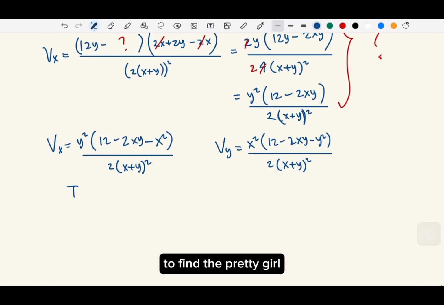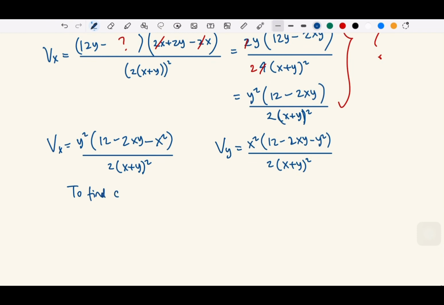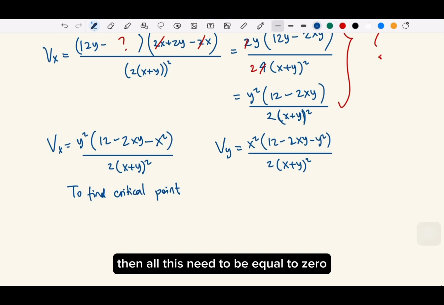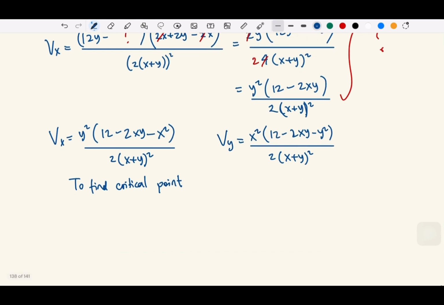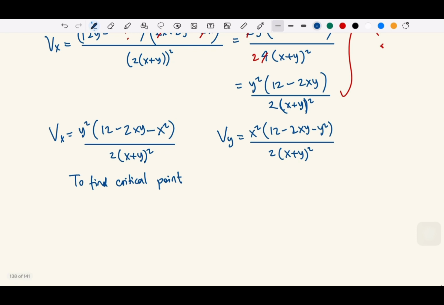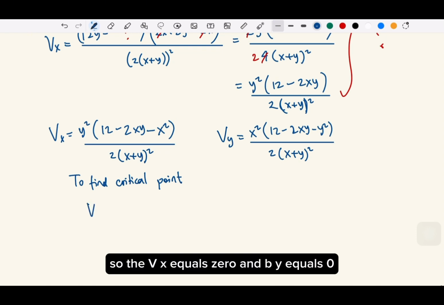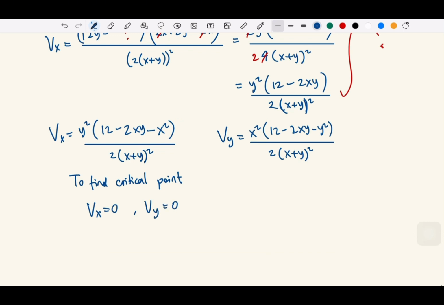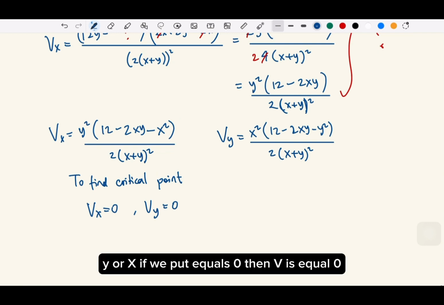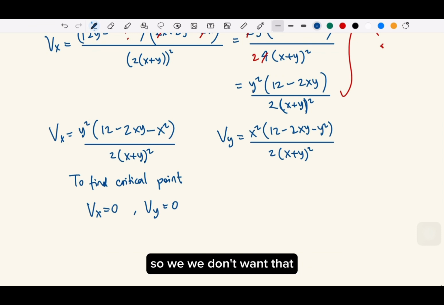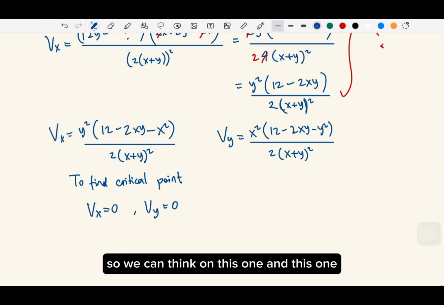But anyway, to find the critical points, all of this needs to be equal to 0, right? So Vx equals 0 and Vy equals 0. But if we put y or x equal to 0, then V is equal to 0, so we don't want that. Right? So we can think on this one and this one.